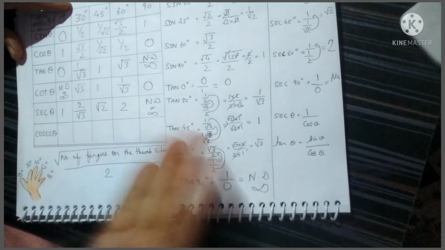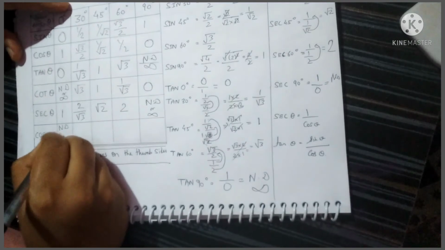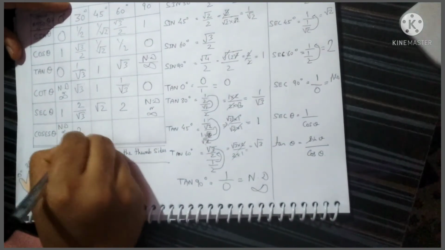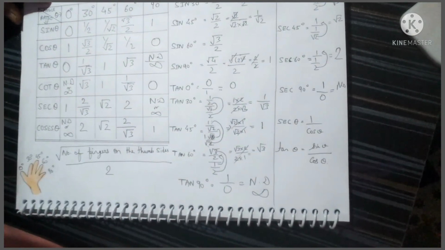Now cosec theta is just the reverse of sec theta. We will just reverse the values: first not defined, infinity, then 2, then root 2, then 2 by root 3 and then 1. With the help of these 5 fingers, you will get all the values very fast. So do practice.